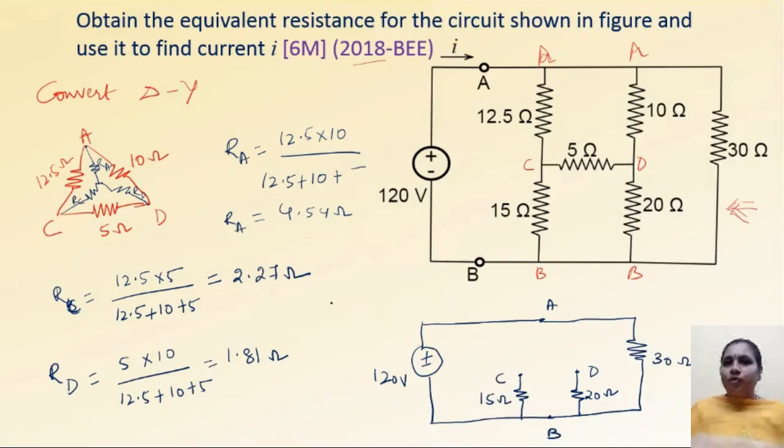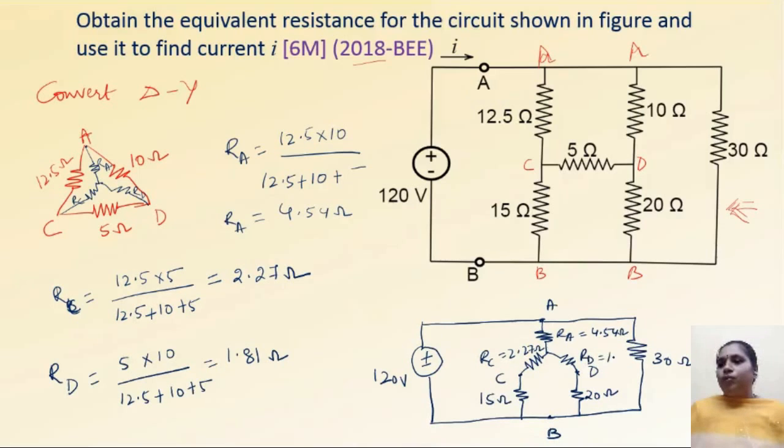Now I am going to draw the star connection. This is what I am replacing, this circuit I am replacing here. So what is the RA value? RA is 4.54 ohm. This is RC. What is the RC value? It is 2.27 ohm. Next, this is RD. What is the RD value?